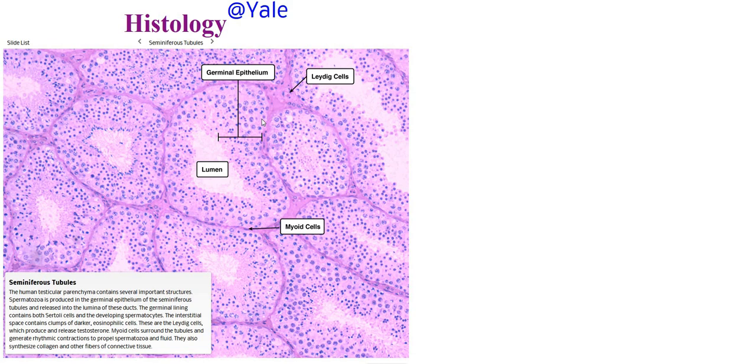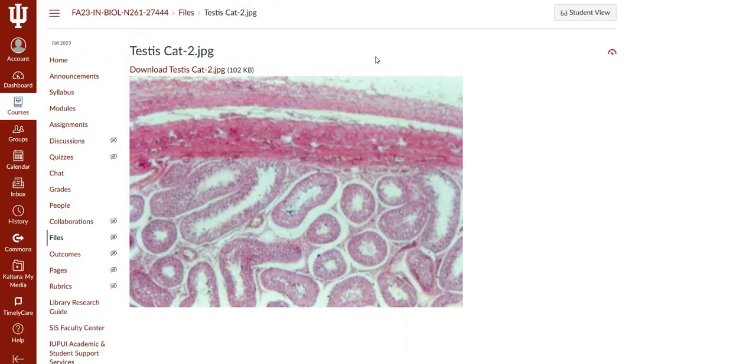Our PowerPoint has a really nice slide pointing out all of those cells, so I recommend taking a look at that. But I can tell you now, the lab exam is not going to be that detailed. I want you to be able to identify testes versus epididymis, and I want you to understand that the tubular unit of the testes is going to be a seminiferous tubule. You don't need to know cells, but you do need to know tubules.